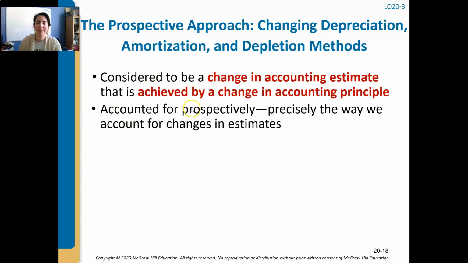Changing depreciation methods, amortization methods, or depletion methods. The idea here is it's a change in accounting estimate that's achieved by a change in accounting principle. So in theory, it's a change in accounting principle, which means that it should be retrospective, but changing one depreciation method to another, or something like that, would be accounted for prospectively. I know, it's a lot.